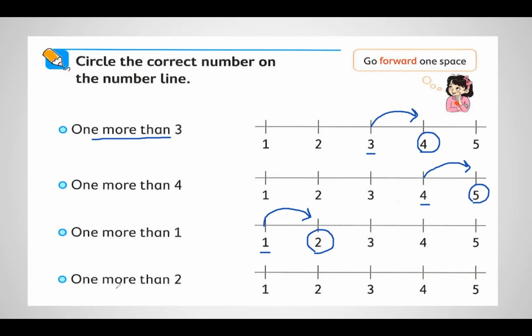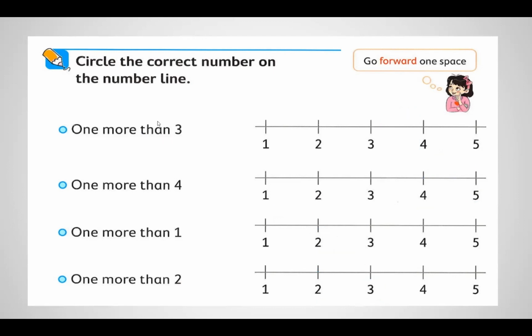The last one here, 1 more than 2. So we are on number 2. What is more than 2? Yes, again, more than means go after. After 2, 3. So put a circle on 3. So what is 1 more than 2? It is 3.